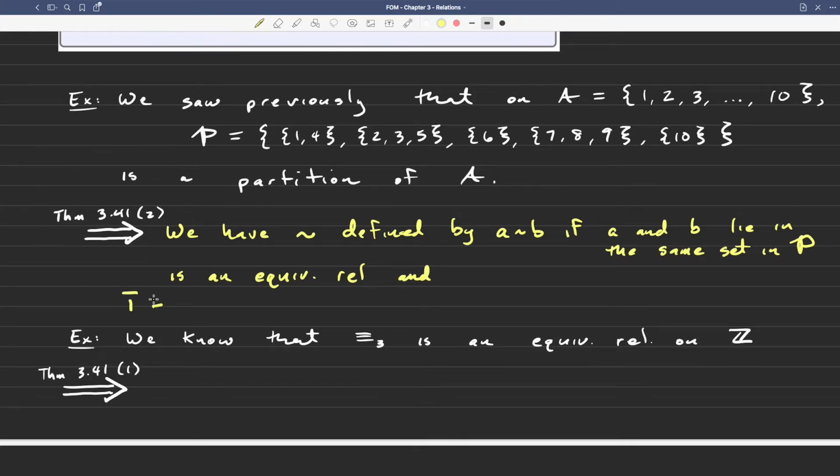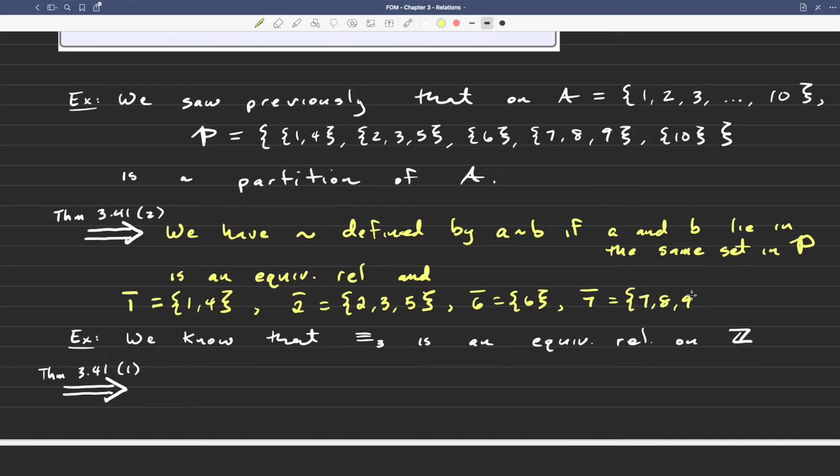1 bar, what are the things that are equivalent to 1 under this equivalence relation? Well, our equivalence relation says that 2 elements are equivalent to one another if they lie in the same set in the partition. So 1 bar would be the set containing 1 and 4. 2 bar would be the set containing 2, 3, and 5. Then we'd have 6 bar is the singleton 6. 7 bar is 7, 8, and 9. And then 10 bar is the singleton 10. So those are our equivalence classes.